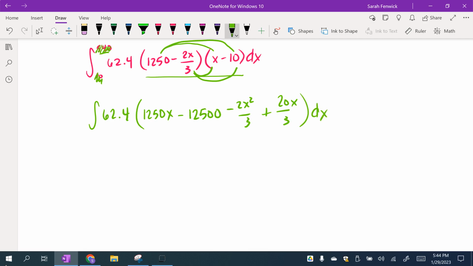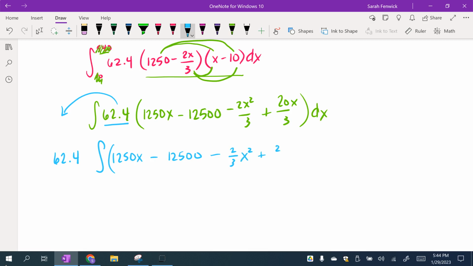So just a basic rule. I have a constant here. I can move that outside because it's times the whole function. Integrate 1250x, and I don't separate all of these because I feel like that is unnecessary. I'm going to write this as 2/3 x squared, and we'll write this as 20/3 x to the 1. And we have an x to the 1 there as well. So I actually could add those together. I guess I should probably do that.